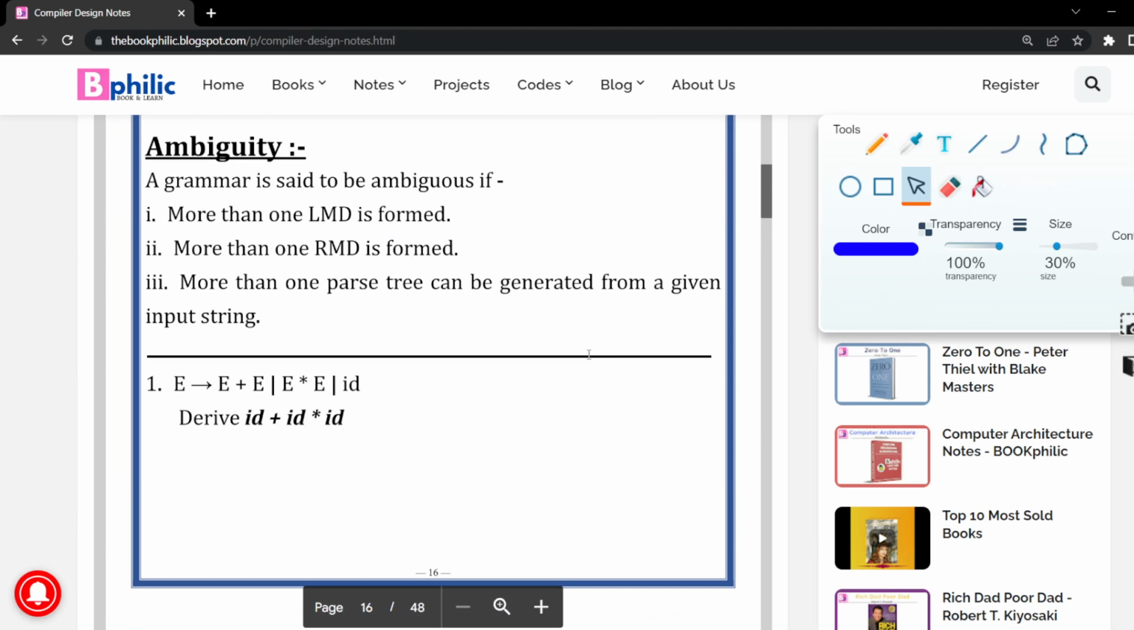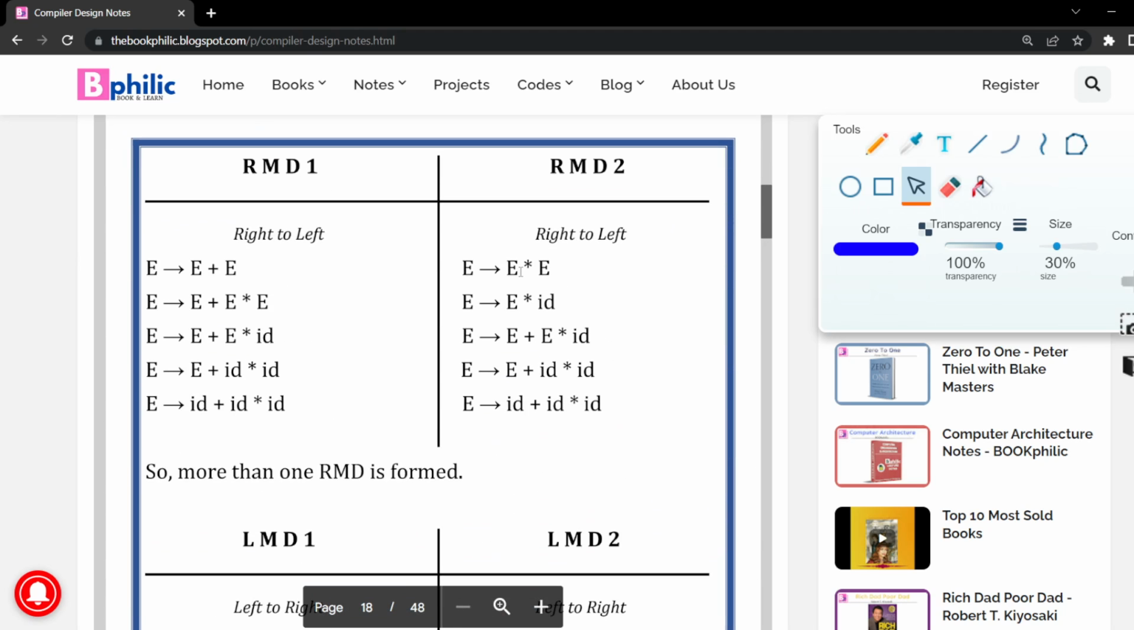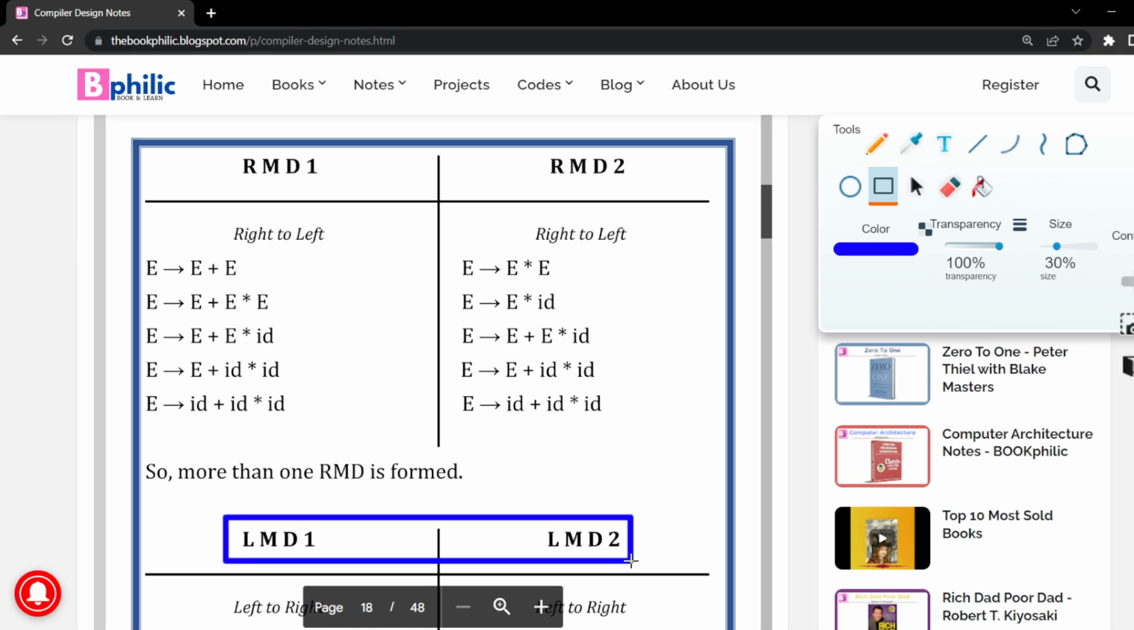But can we do it in another way also? Yes, we can. In this video we will be discussing more than one RMD which can be formed. So let us start with RMD 1 and RMD 2. Later on we will be discussing more than one LMD, and we will prove that this grammar is known as an ambiguous grammar. So let us start with RMD 1.